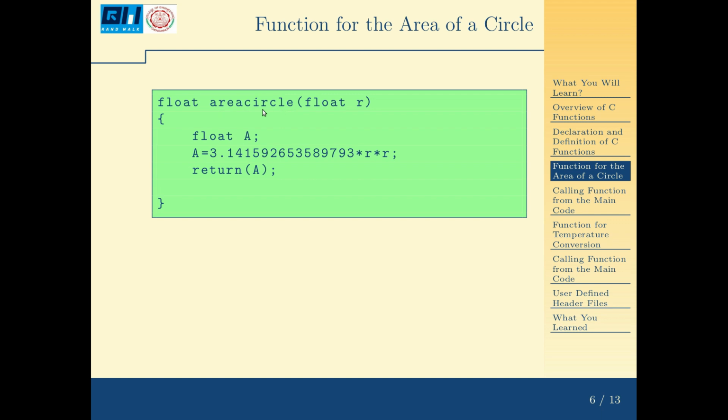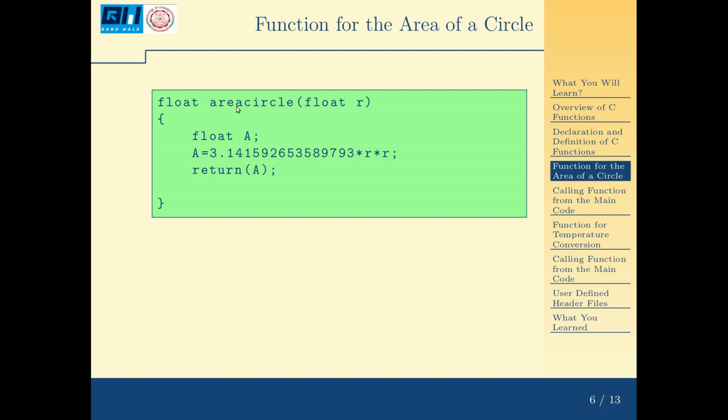Then what is the argument of the function? That's the radius. So I have to give the radius into this function, and the function should return the area corresponding to that radius. Now what is going into this function is the radius value. This I put as a float. So it is a float r. The type is float, and r, the radius, is going into that.